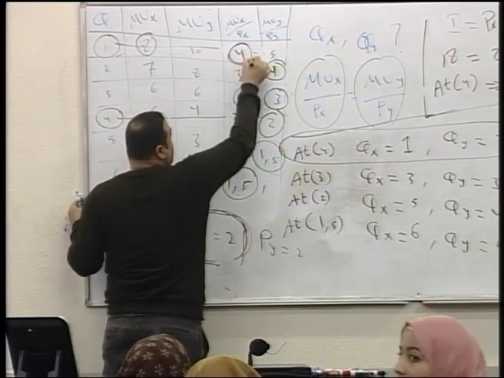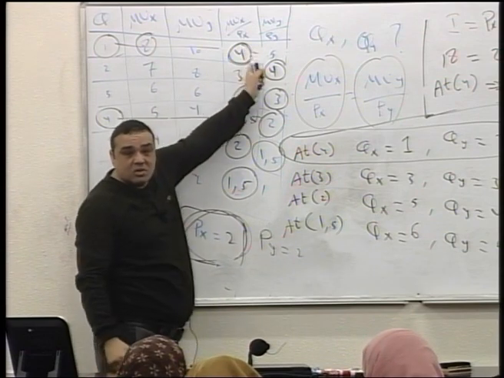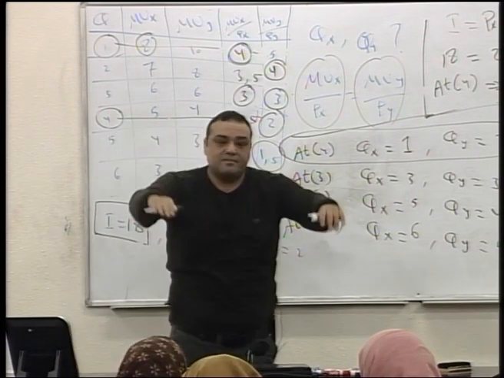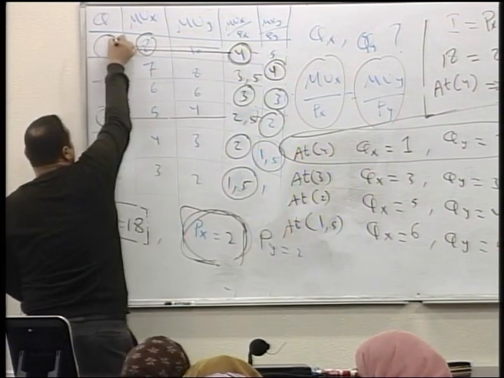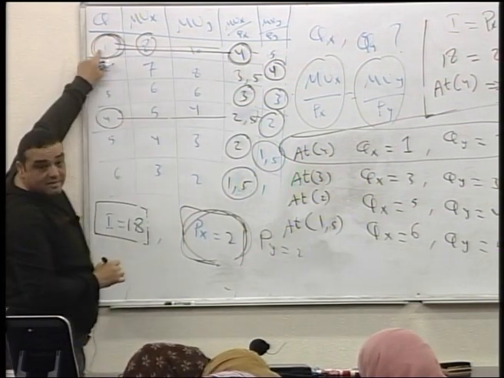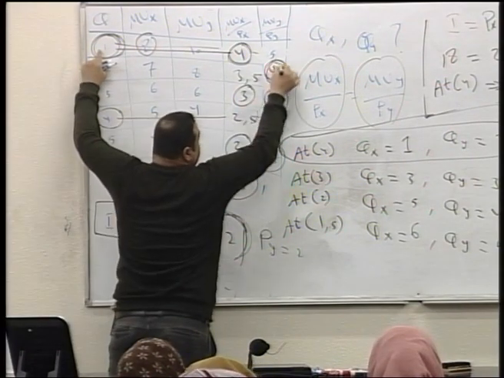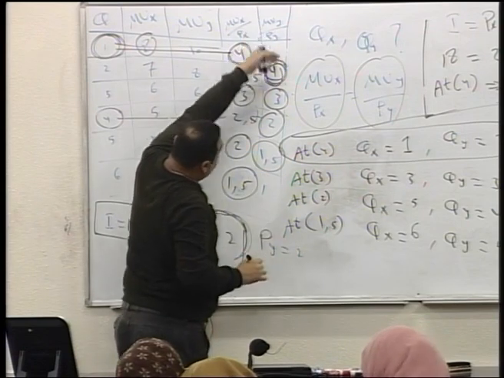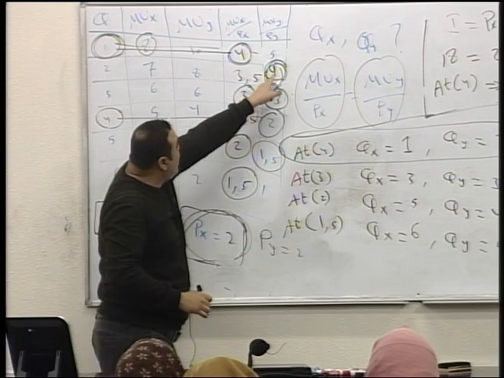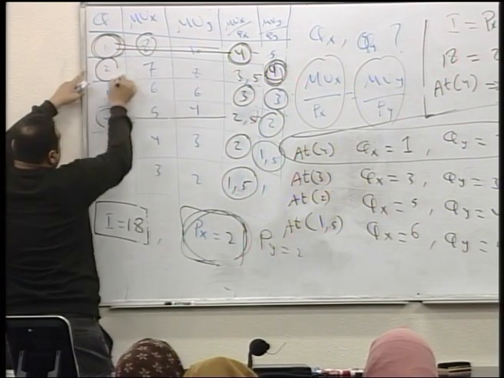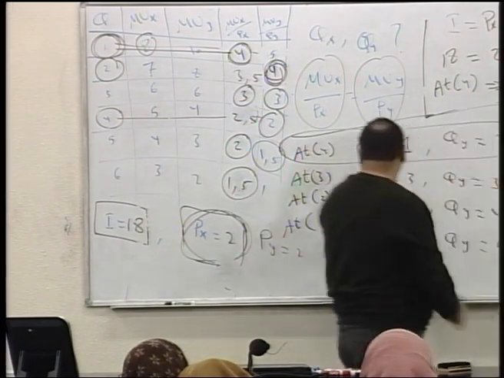Now, the marginal utility of 4 is under the column MUx over Px. So it's related to what? To X. Right? So this 4, what is its quantity? One. Right? And this 4 is under the column MUy over Py. What is its quantity of Y? Two. That's it.